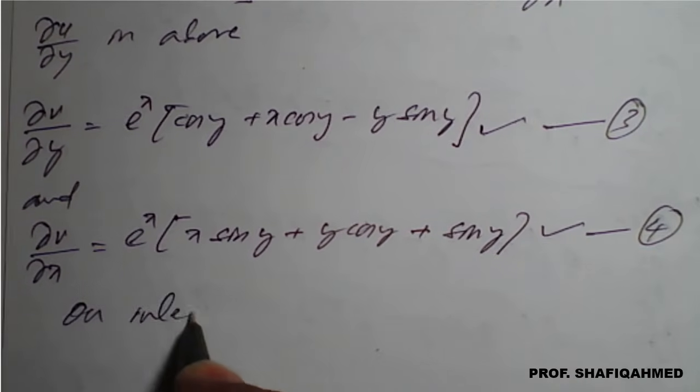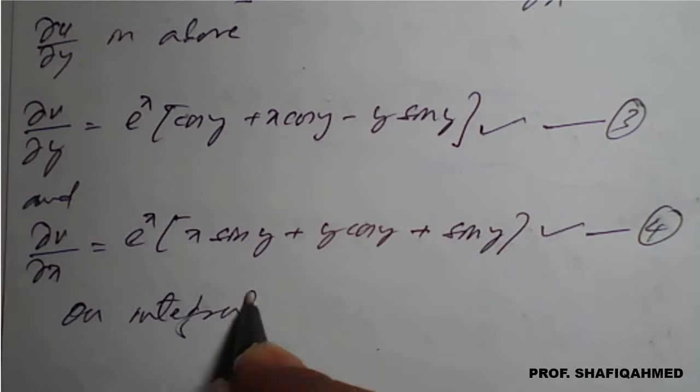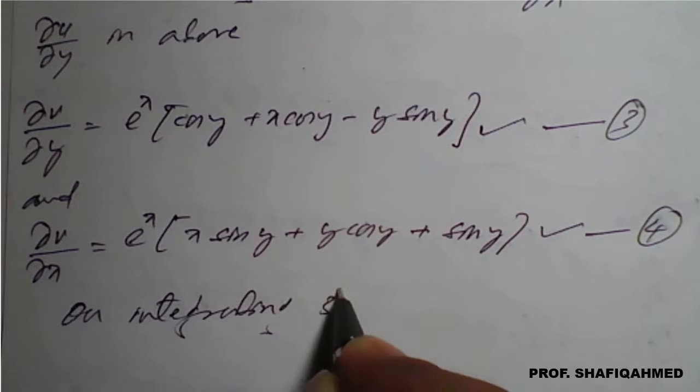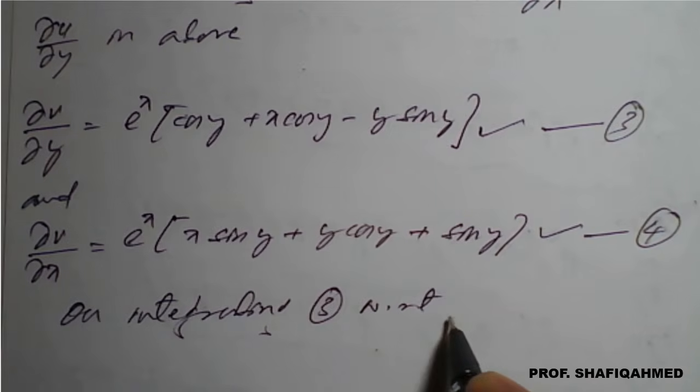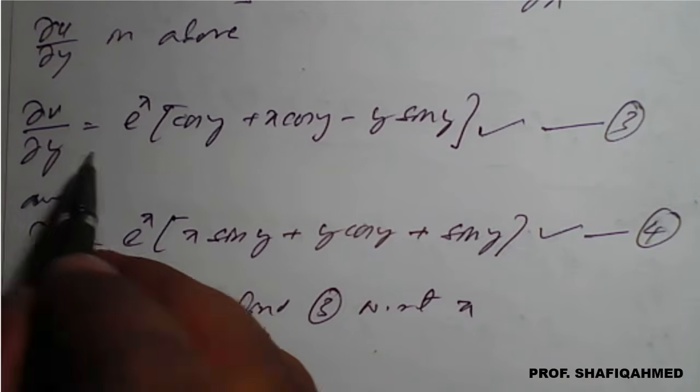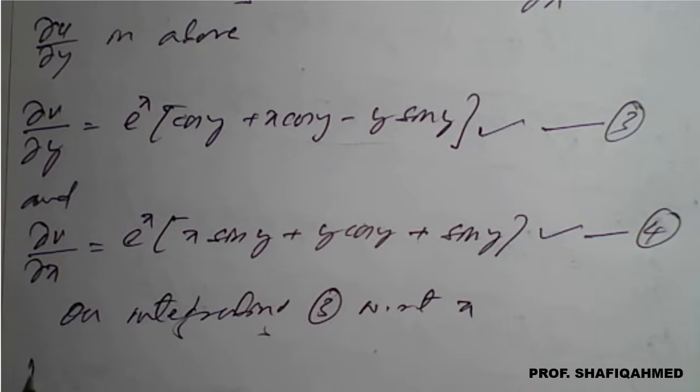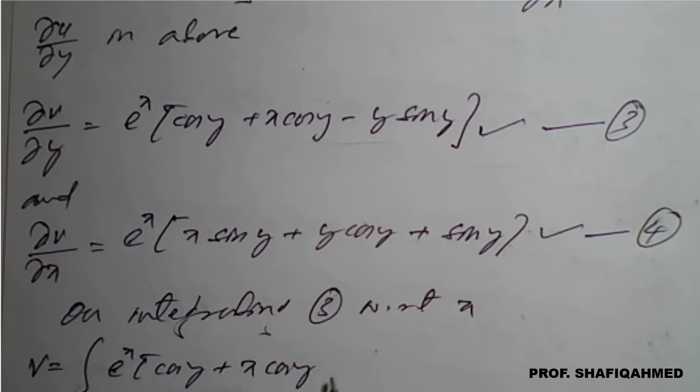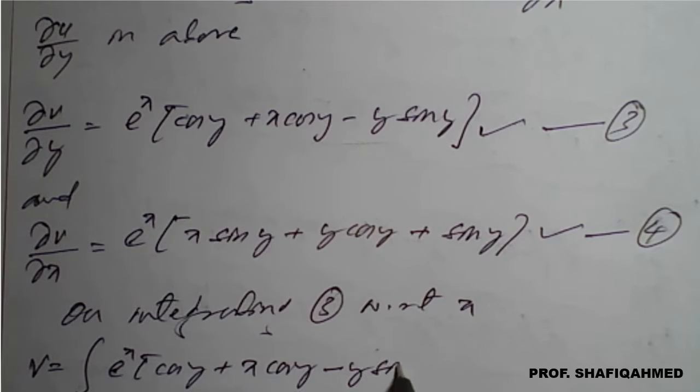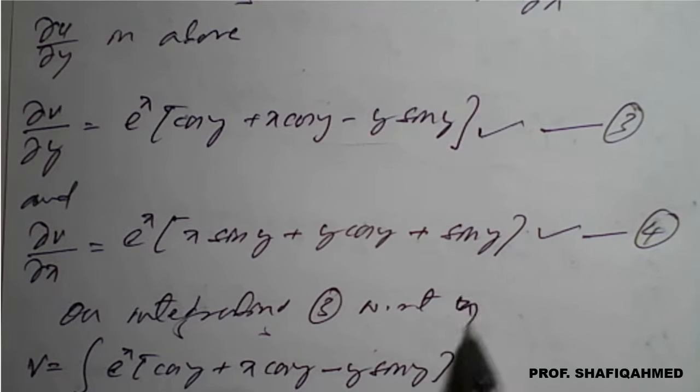On integrating 3 with respect to x. So if you integrate 3 with respect to x, we'll get v is equal to integration of e raised to x into cos y plus x cos y minus y sin y, with respect to x means, sorry, 3 with respect to y we have to go.